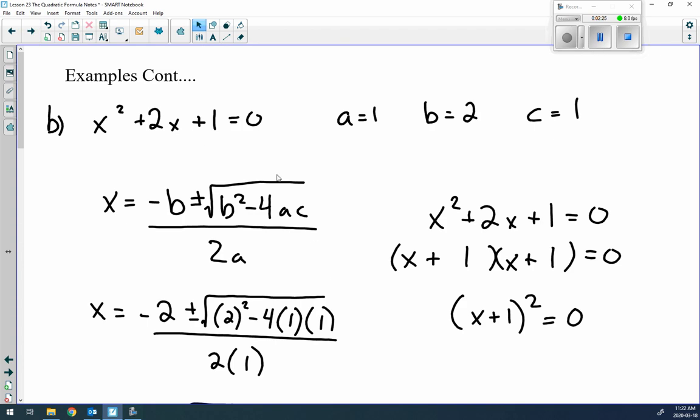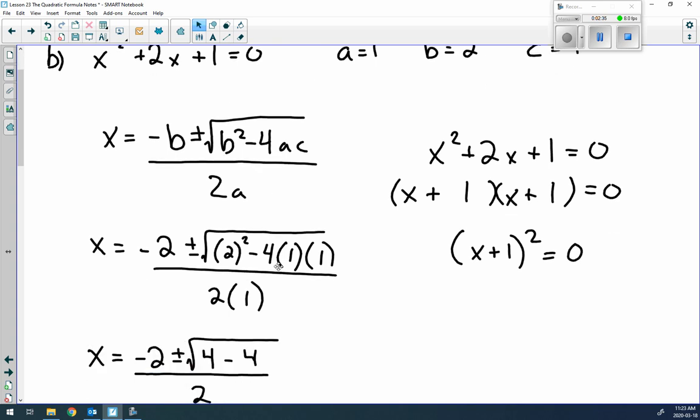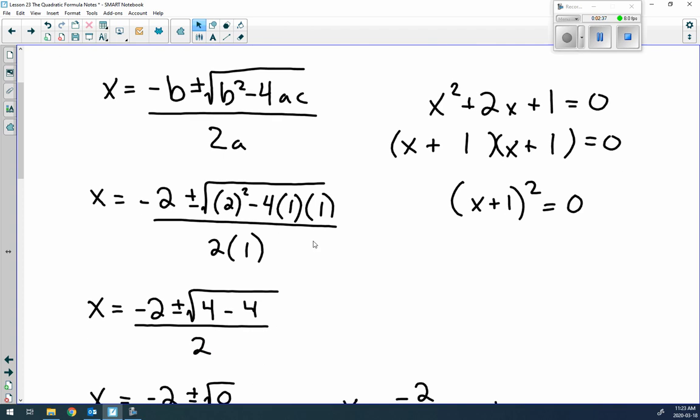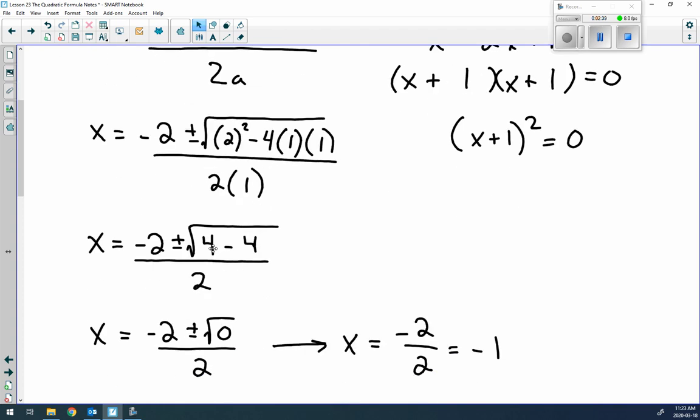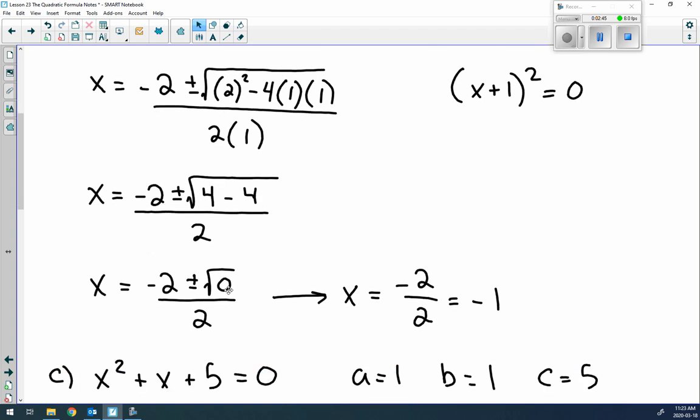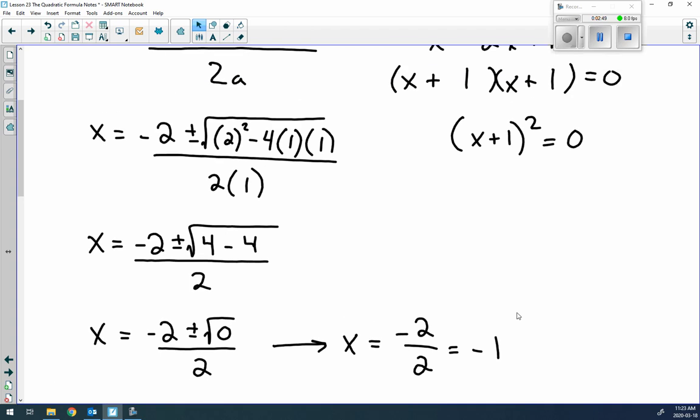Flip page, go to the second example. So the second example is x squared plus 2x plus 1 equals 0. Again, list off what a, b, and c are. Write down the formula. Plug the numbers into the formula and do the math. Now, this is interesting. Look at this one. If you notice under this one, it's 4 minus 4, so we end up with a 0 underneath there. So when you actually do this one, you only get 1 answer.